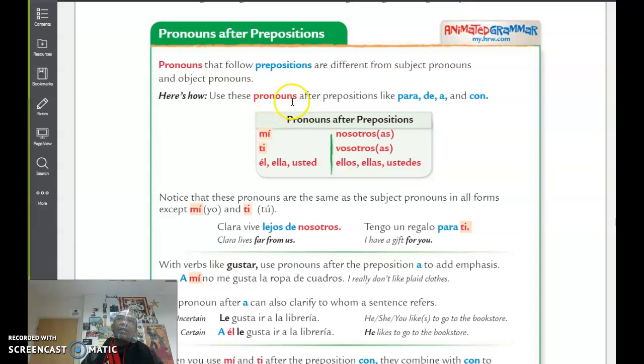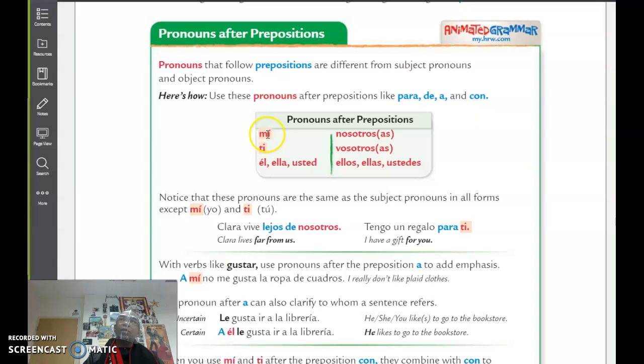So here's how. Use the pronouns after a preposition, like para, which is for. Okay, para, for, is to someone. De, of, or for. No, it's mostly of. A is to or towards, and con is with. So these are all prepositions: for, of, to, and with. So you're gonna use this after the preposition.